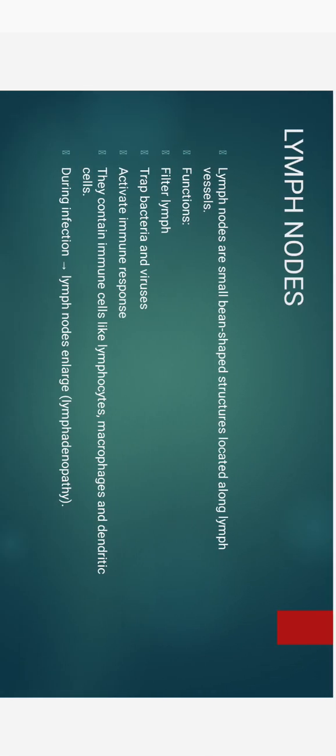Lymph nodes. Lymph nodes are small bean-shaped structures present along lymphatic vessels. Their main function is to filter lymph and trap bacteria and viruses. They contain immune cells like lymphocytes, macrophages, and dendritic cells. During infection, lymph nodes may enlarge. This condition is called lymphadenopathy.